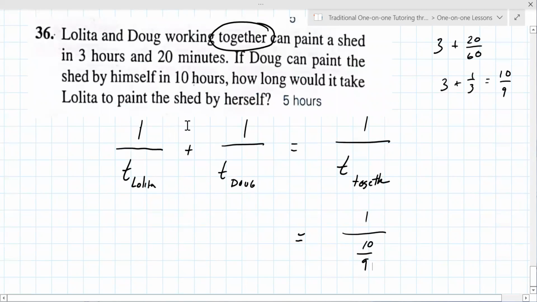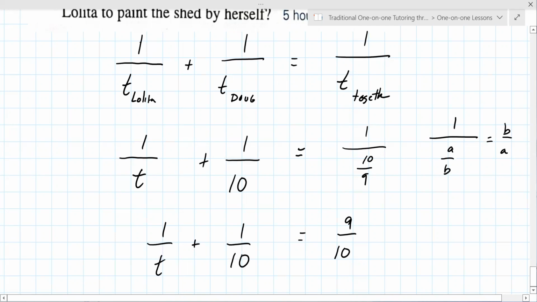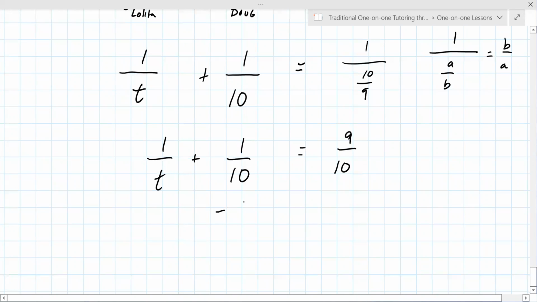So now Doug can do it in 10 hours. There's 10 hours, and we're trying to find out how long Lolita takes. So we'll put the variable T there. Right here, you can just flip this: 1 over A over B is always B over A. You can just flip that fraction on the bottom. So it would be 9/10, which equals the same.